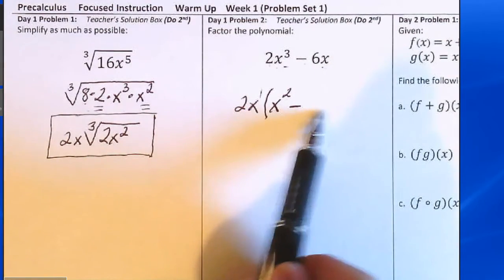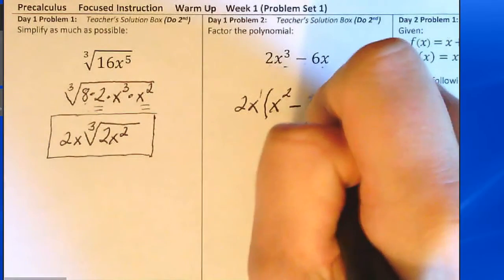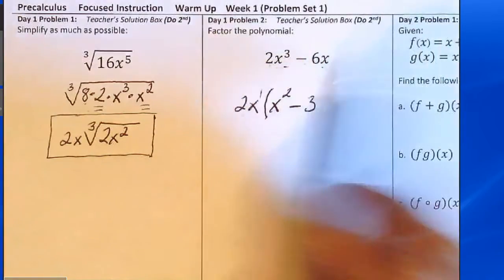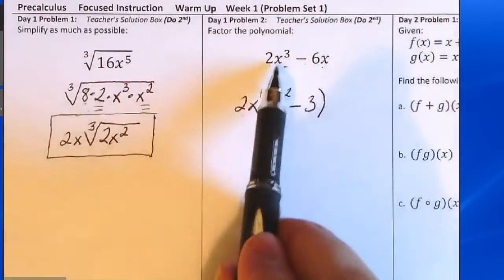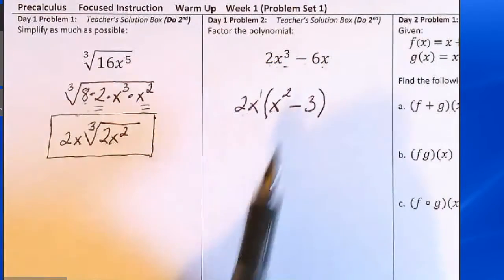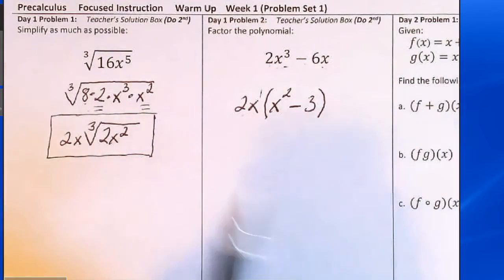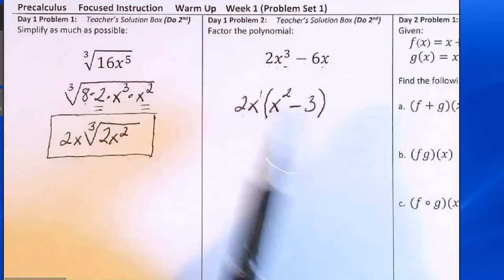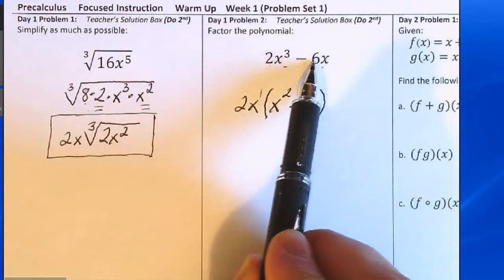2x times what makes 6x? How about a 3? 2x times 3 is 6x. Close up the parenthesis, and we have factored this binomial. It's kind of like doing the distributive property in reverse. 2x times x squared is the 2x cubed term, and 2x times the -3 is the -6x term.